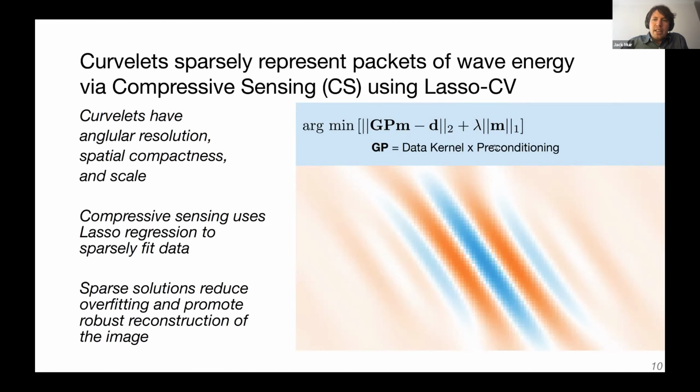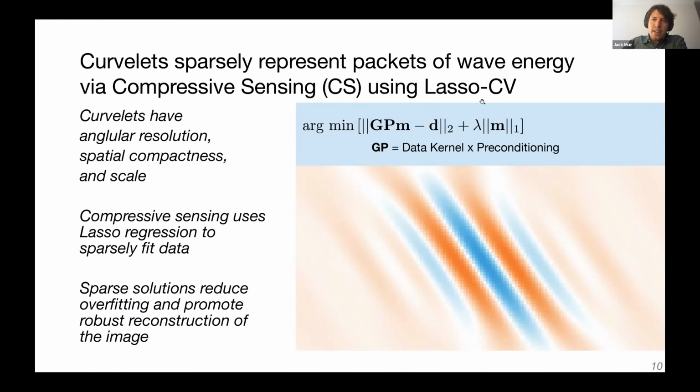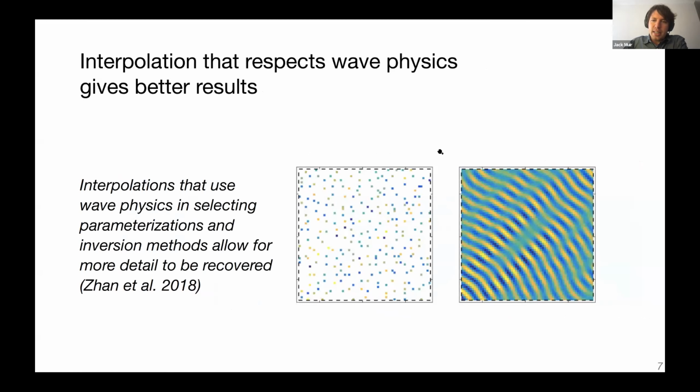And then we add some regularization lambda here with the L1 metric. This lambda is scaled for each individual one of these pixels, and that's why we need to create this representation, so that we have an individual lambda for every time frequency combination in the time domain. Sparse solutions reduce overfitting and promote robust reconstruction of the image. And it's due to this sparsity that we can get great results like this, where only a few plane wave coefficients represent this quite complicated looking wave field.